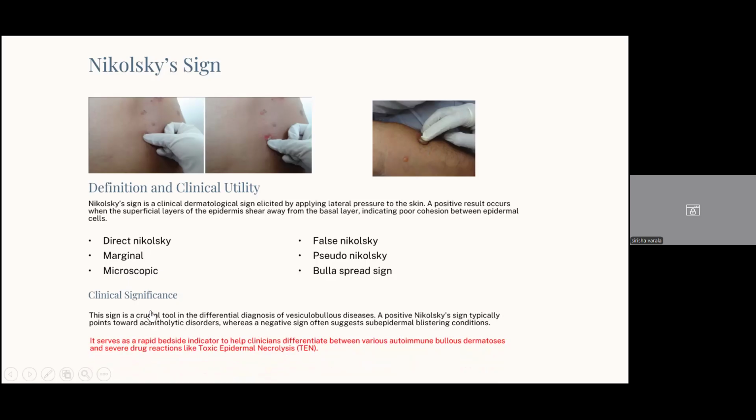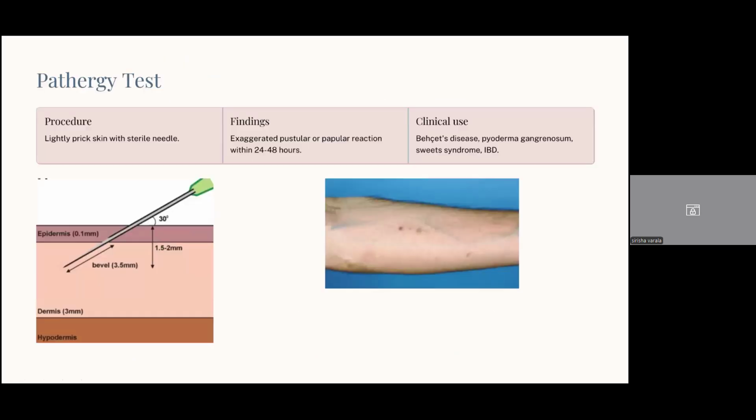So what is the clinical significance? That's a very important tool for vesiculobullous disorders. A positive sign points towards acantholytic disorders, and a false sign or a negative sign will be towards subepidermal blistering conditions. Also an important indicator to differentiate between autoimmune bullous disorders and drug reactions like TEN. So try doing it in all the cases.